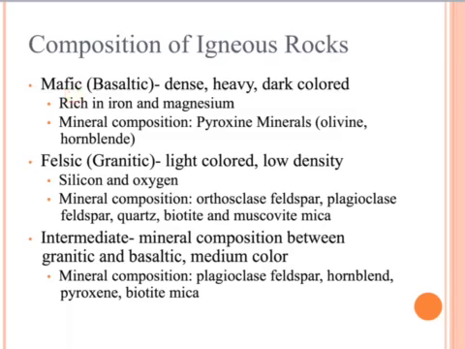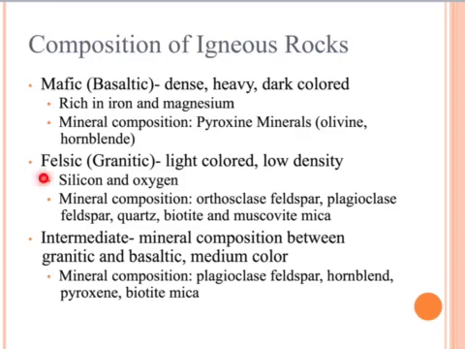Mafic, also known as basaltic, are rocks that are very dark in color. They're typically very dense and very heavy because they have lots of iron and magnesium in them. The mineral composition for mafic rocks is typically pyroxene minerals. Olivine and hornblende are examples.